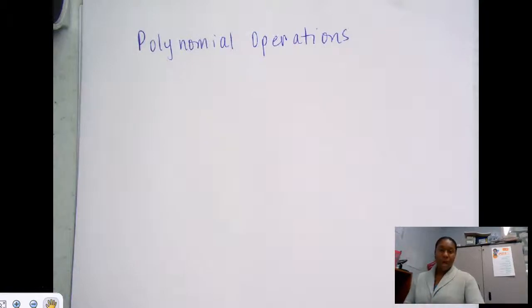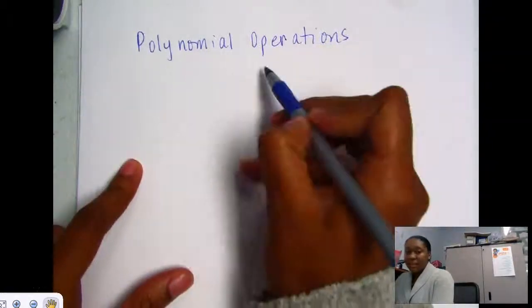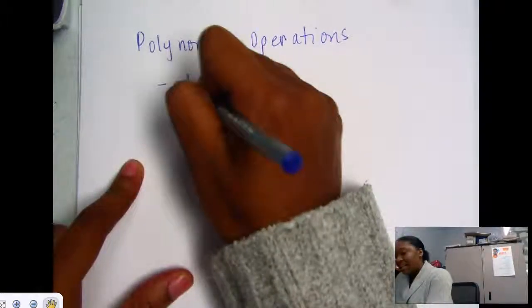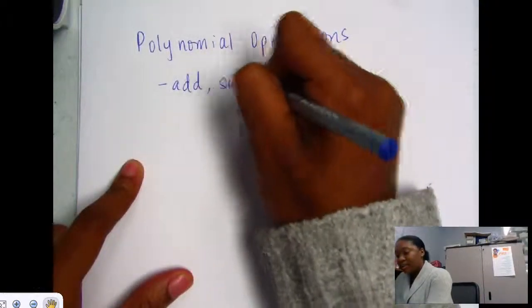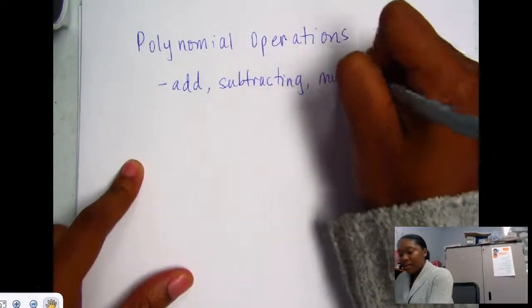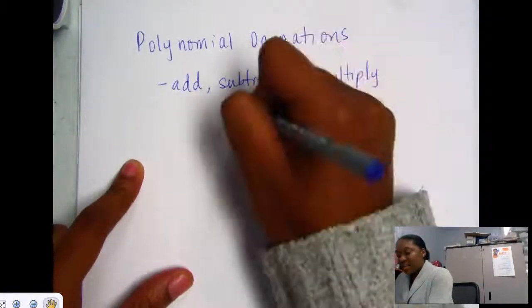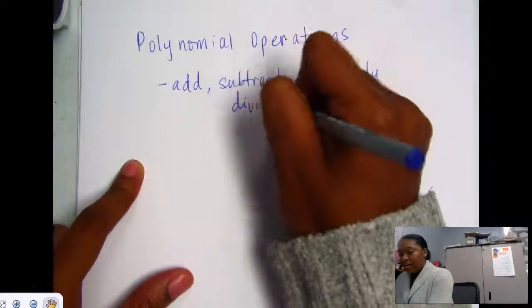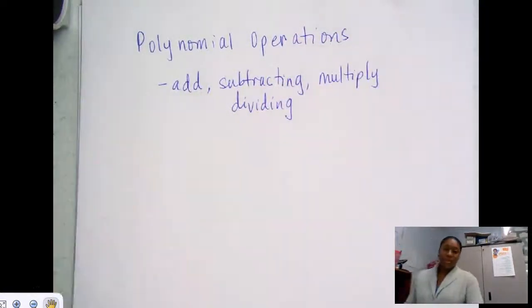which is polynomial operations. In this particular chapter, and we're going to do a lot of practice today, we need to know with these polynomials how to do adding, subtracting, multiplying, and dividing of the polynomials, okay?